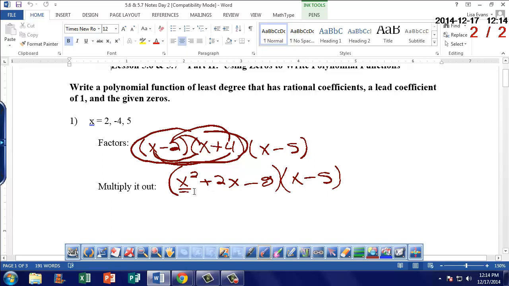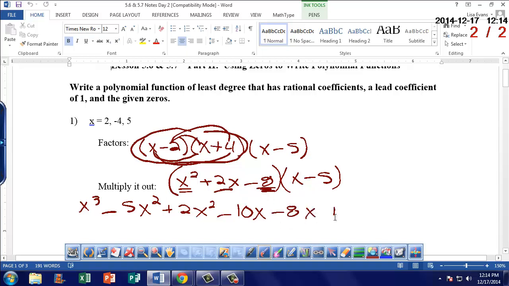So I'm going to make sure I multiply x squared by both of these. So that gives me x cubed minus 5x squared. Now I'm going to multiply 2x by both of these. So that gives me 2x squared minus 10x. And then I'm going to multiply -8 by both of these. That gives me -8x and positive 40. Then I'm going to go ahead and add up my like terms. X cubed minus 3x squared minus 18x plus 40.